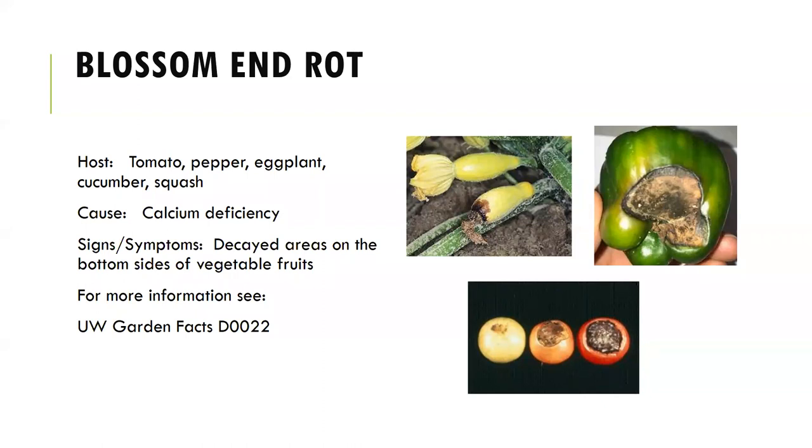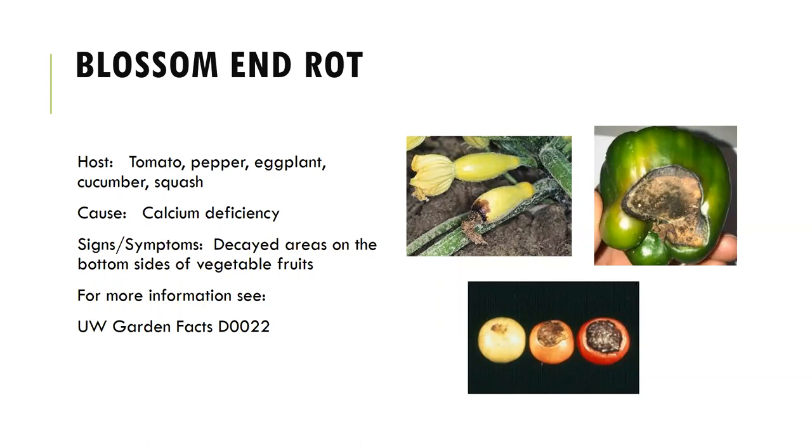What happens is initially water-soaked looking spots appear. They almost look like small bruises. And it's usually, like I said, on that blossom end of the fruit. On peppers, sometimes these spots can resemble sunscald and can form on the sides of the fruit near the blossom end. Eventually, those spots enlarge, becoming dark brown to black, sunken, and kind of leathery. Usually up to half the fruit is affected.